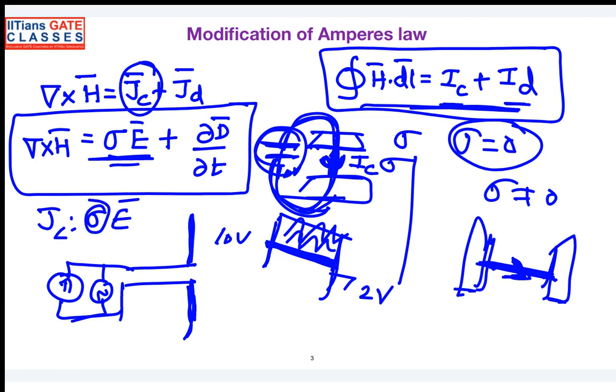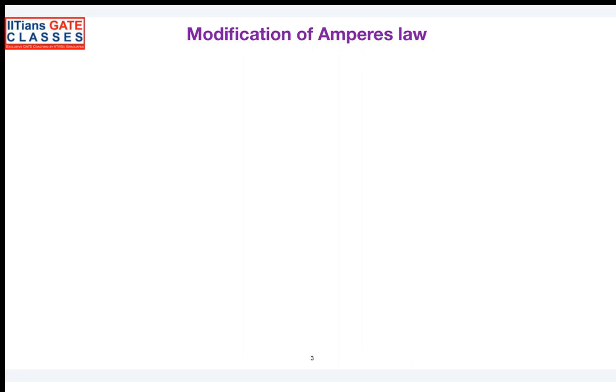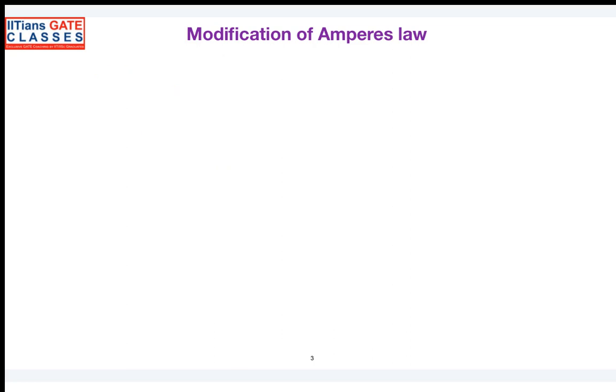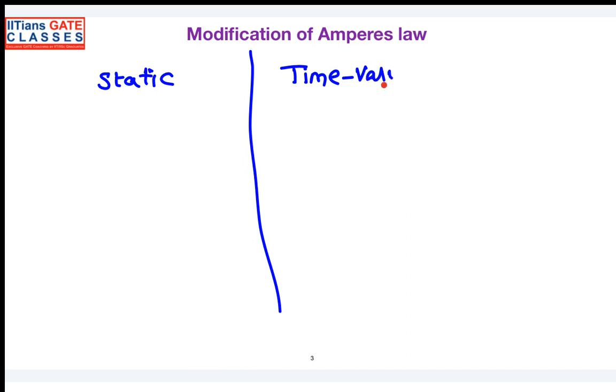Agree? So Ampere's law has been modified: curl of H is equal to the conduction current density plus displacement current density, which is nothing but sigma E plus dou D by dou t. If we compare static fields versus time varying fields, we will write down what the difference in Maxwell's equations is. Then it is easier to compare.